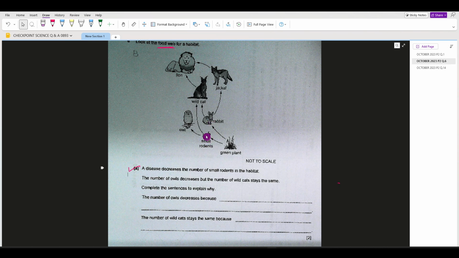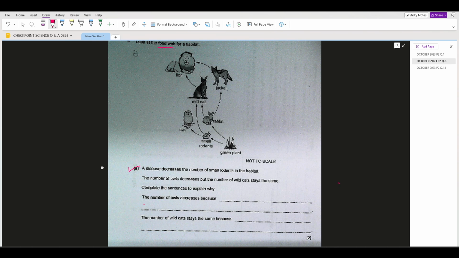This rodent in turn is consumed by the owl as well as the wild cat. The rabbit is consumed by this particular jackal. And this lion at the top consumes both the jackal as well as the wildcat. So this is the schematic diagram of a food web. Now, following this schematic diagram, you have to answer these questions.